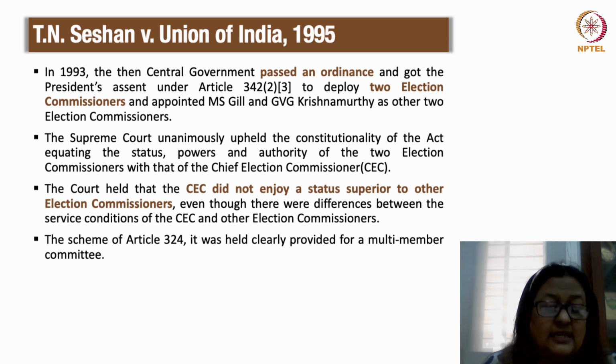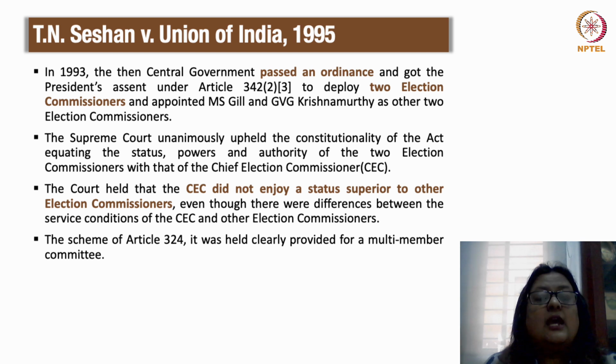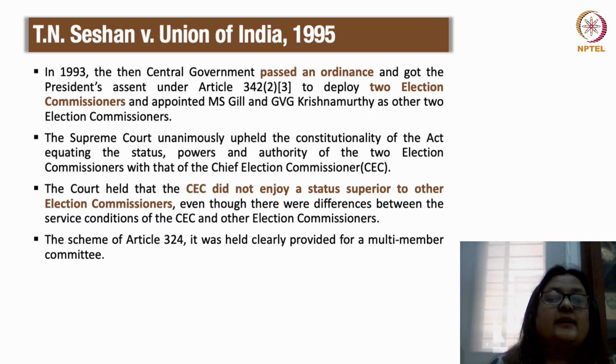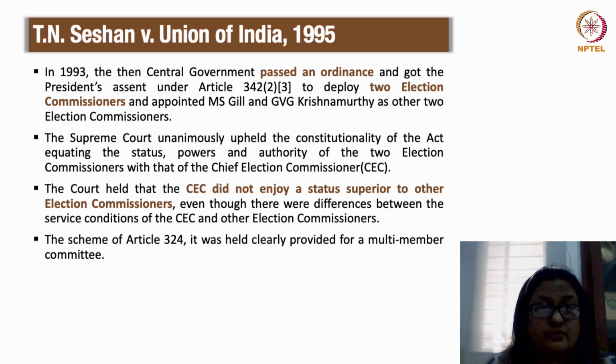the election commissioners. In 1993, the then central government passed an ordinance and got the presidential assent under Article 342, Clause 2, Subclause 3 to deploy 2 election commissioners. Now, till this act in 1993, there was no provision for other election commissioners; the Election Commission had only one Chief Election Commissioner. Under this act, the government appointed M.S. Gill and G.V.G. Krishnamurthy as 2 other commissioners, along with the Chief Election Commissioner.